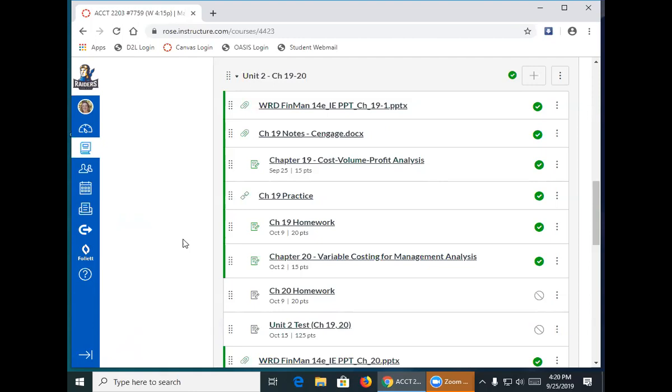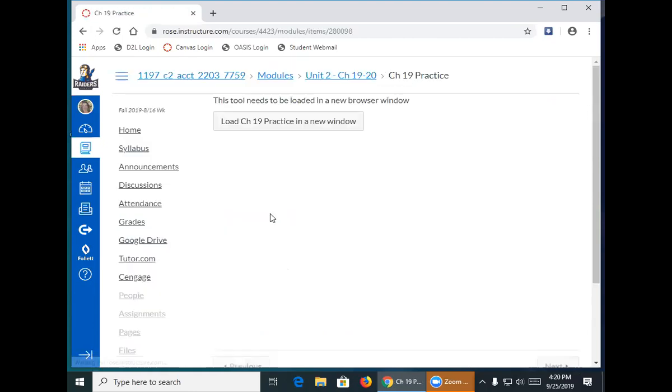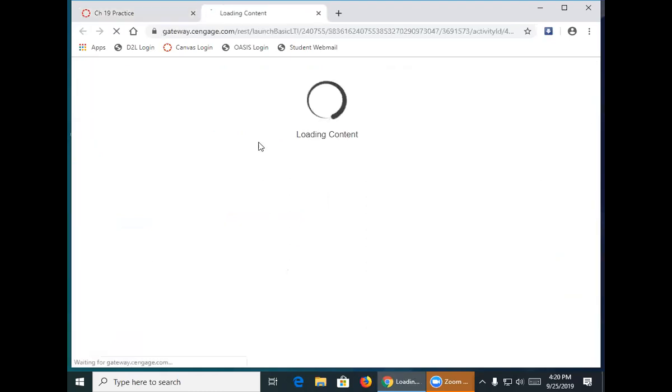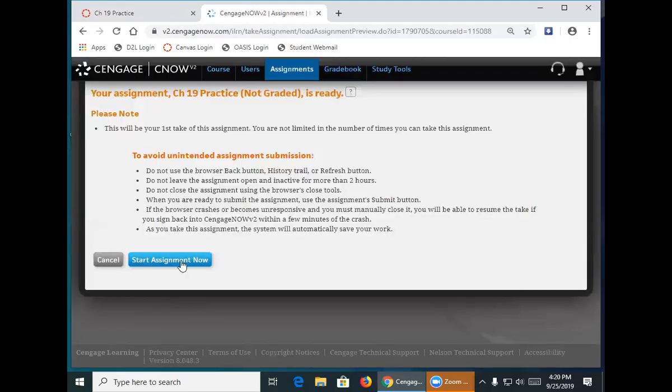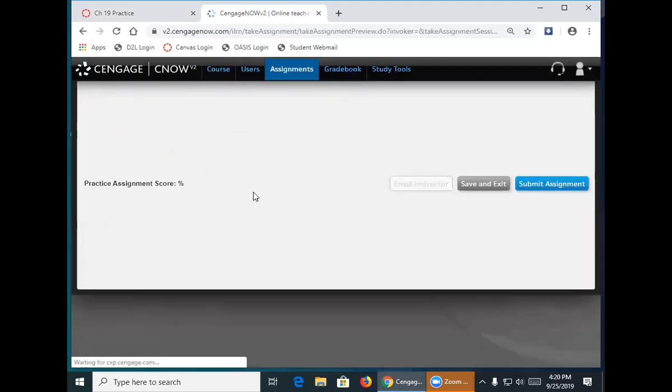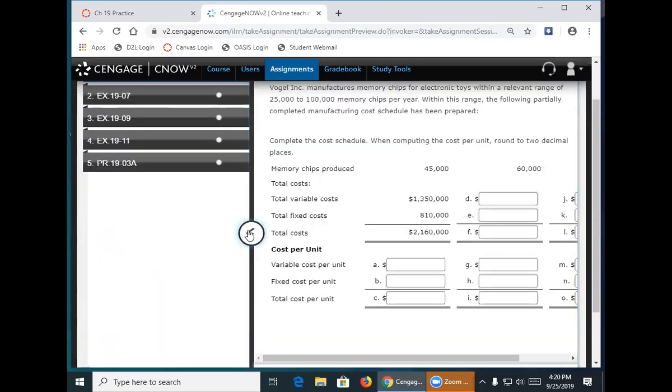But we are ready for chapter 19, which is cost, volume, profit analysis. So I'm going to go ahead and open the chapter 19 practice. So go ahead and open that up. And I'll hit start assignment now.